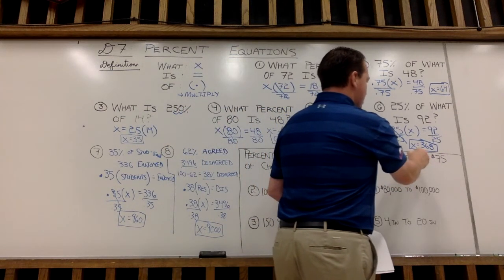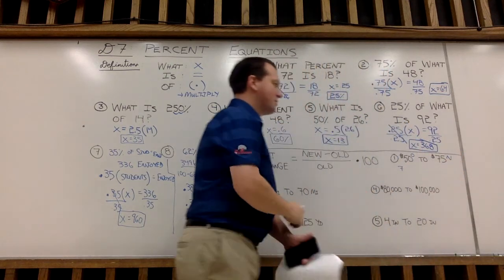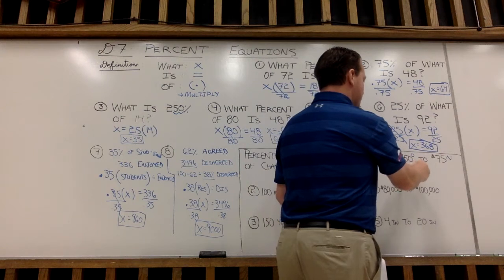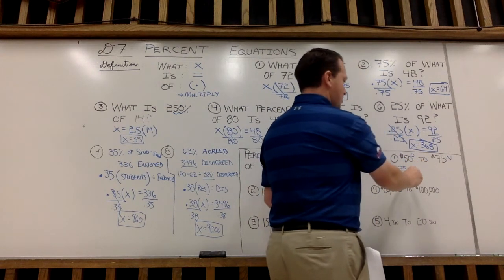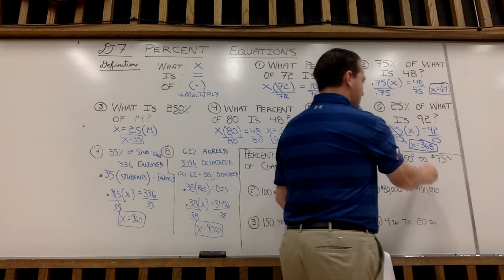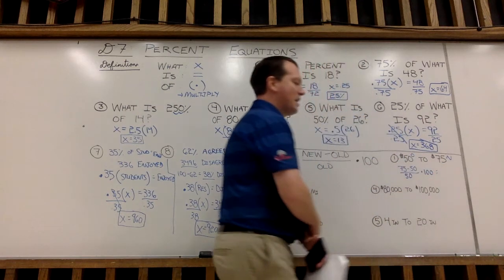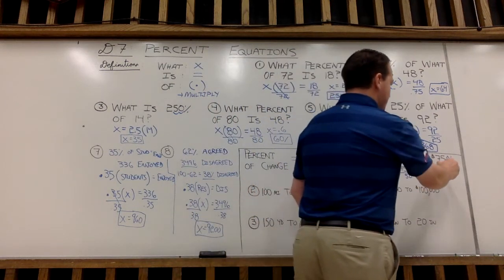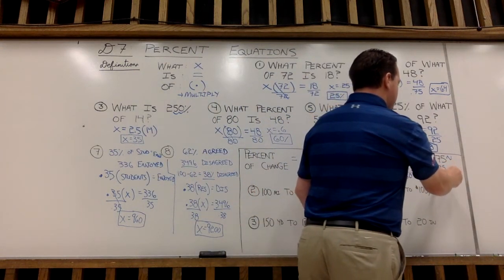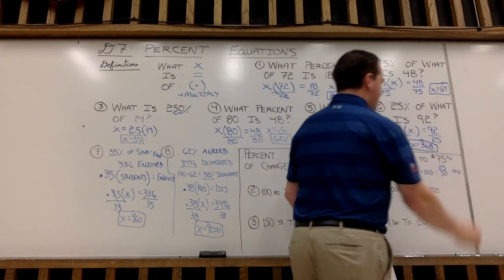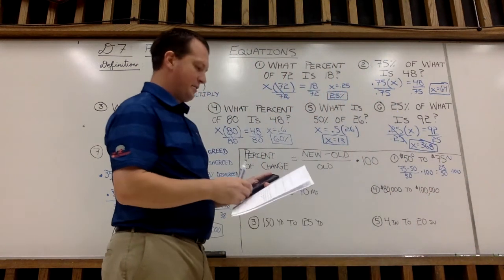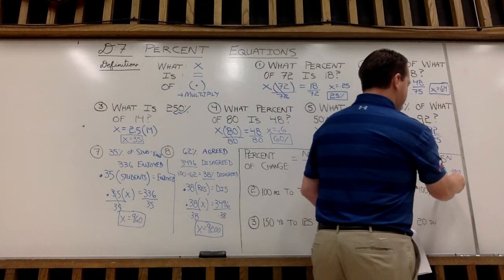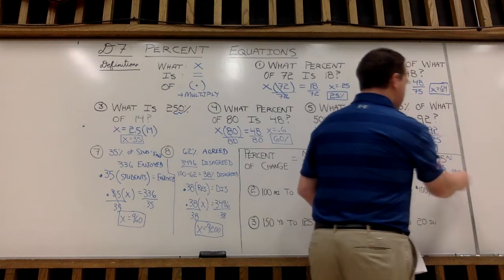So 50 is my old, my starting value. 75 is the new value, the ending value. So to find the percent of change, I'm going to go 75 minus 50, new minus old, divided by old, which is 50. That'll give me a decimal. And then I'll multiply by 100 to make it a percent. So 75 minus 50, 25 over 50 times 100. 25 over 50 is 0.5. 0.5 times 100 would be 50%. So I'd have a 50% change.